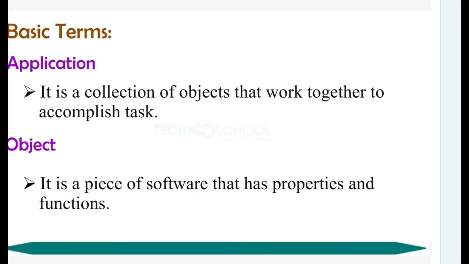Let me explain the next slide. Basic terms: application and object. What is an application? It is a collection of objects that work together to accomplish a task. Here they are talking about a software application. We are doing manual work now, using registers and entering data, adding and totaling. Application means the automation of work.